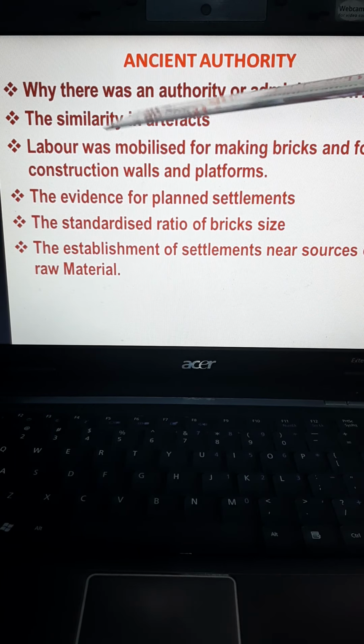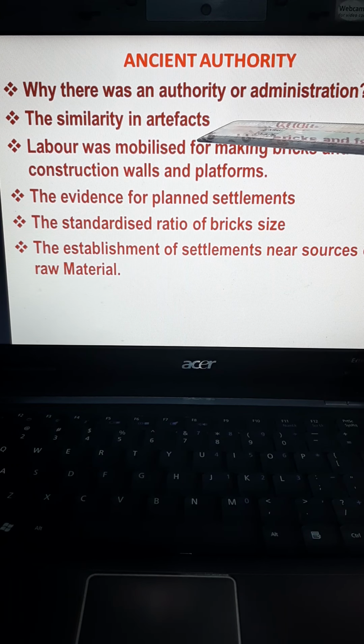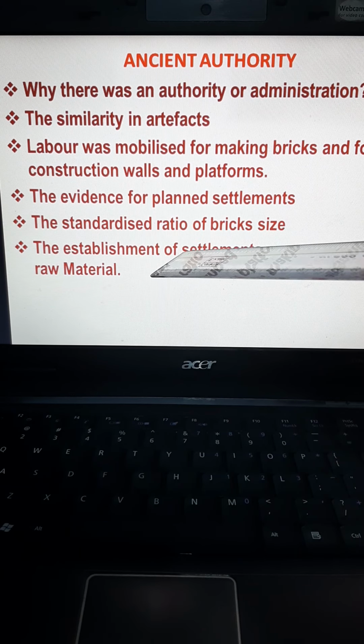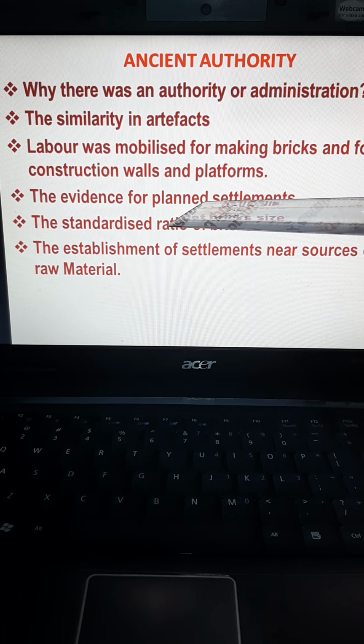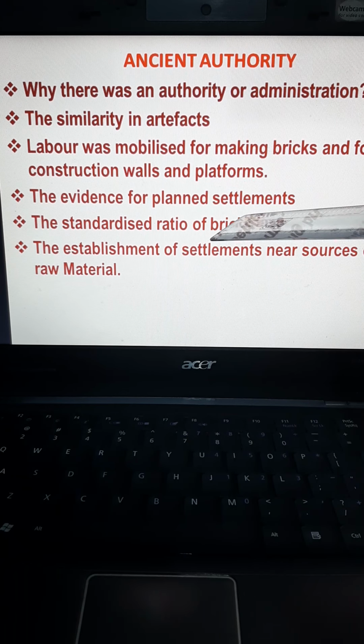Now, why was there an authority, an administration? If authority and administration were not there, then how would the settlement have been planned, isn't it? So they have given us evidence through similar artifacts, that means similar human-made things were found. It shows that there was an authority out there, and a big, huge construction was there, platforms were constructed, walls were constructed. How could it be constructed without a proper plan for settlements? So this is one of the pieces of evidence which suggests that there was an authority at the top, guiding the particular plan, looking over the planned settlement.